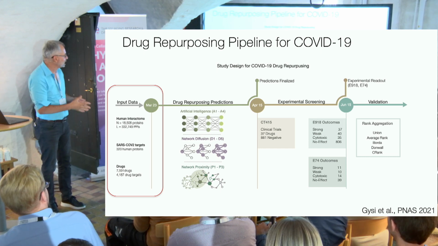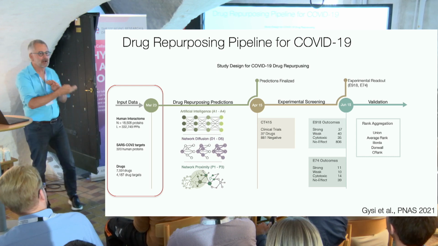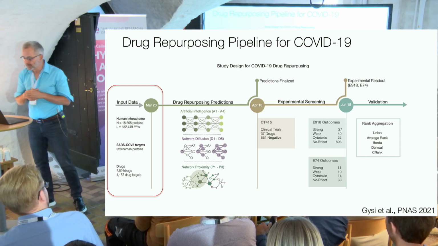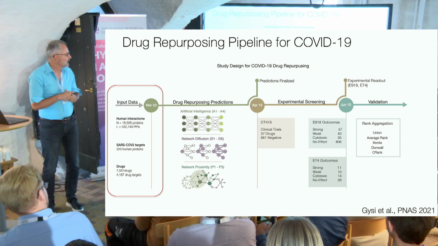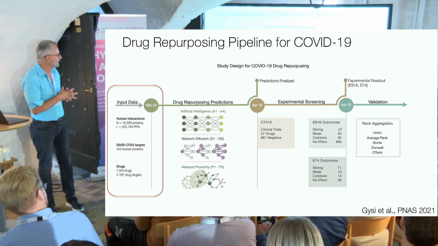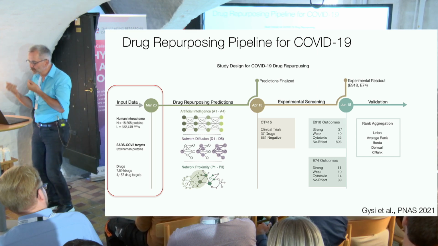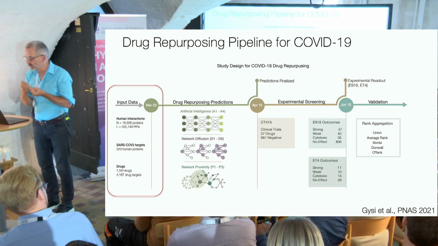Then we froze the pipeline, and then we started working with the experimental colleagues to test how well our repurposing predictions work. We only tested a few hundred at first, but at the end, we ended up testing 6,000 approved drugs. And we now have good confidence of which pipelines and how to use them.